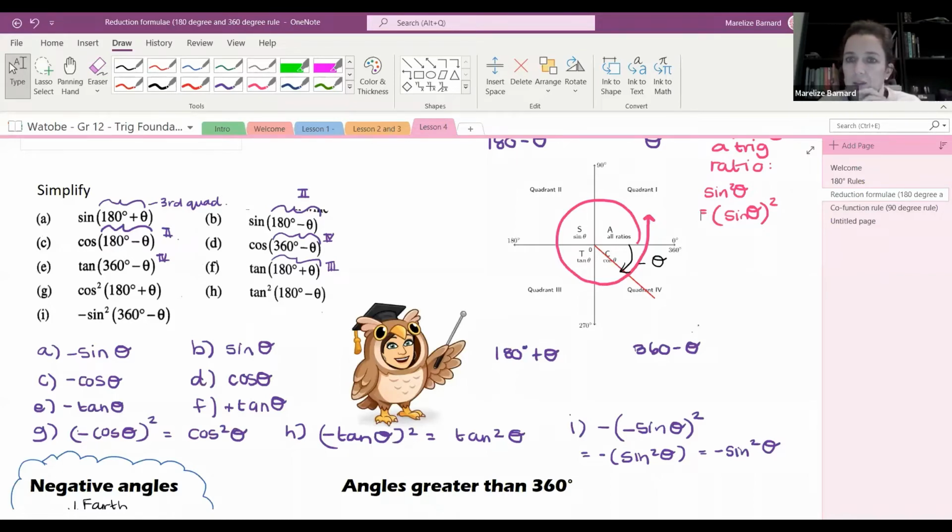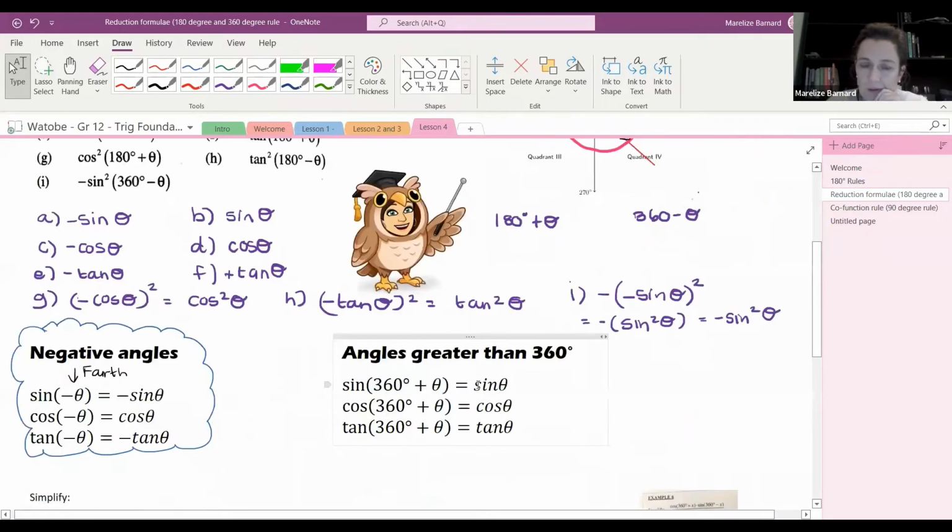Okay, Temba, you have your hand up. Let's hear. Ma'am, I wanted to ask about negative angles. Let's say you got sine of negative 80. Would that become a positive sine because it's in the first quadrant, or is it still going to be negative?